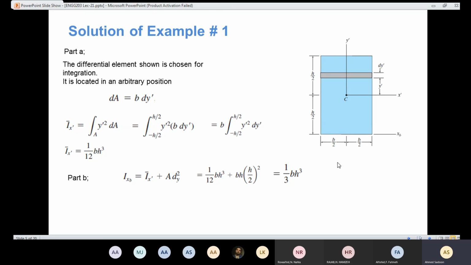The third part, we need to determine the polar moment of inertia. In order to determine the polar moment of inertia, we say that the polar moment of inertia is going to be the moment of inertia about x plus the moment of inertia about y. So now I know the moment of inertia about the centroidal axis x. Similarly, I can evaluate the moment of inertia about y here.